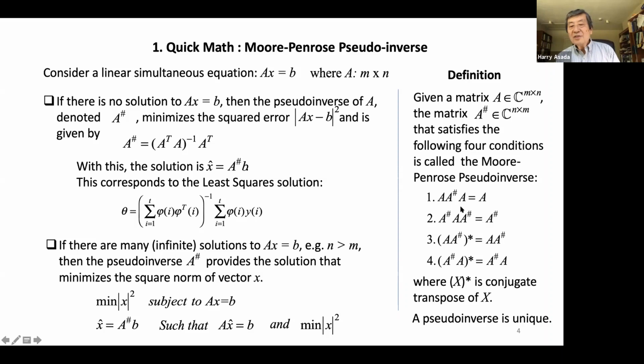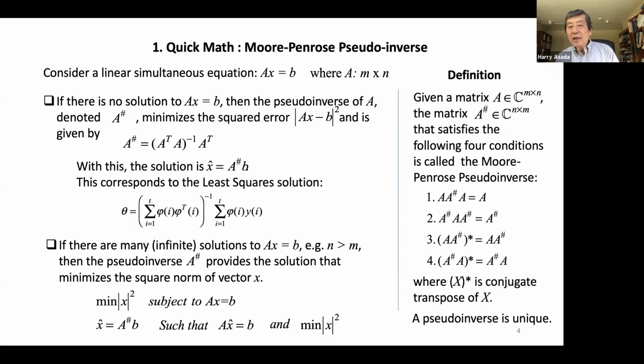A sharp is A inverse if matrix A is a square matrix and non-singular; these four conditions are obvious, right? A times A inverse times A equals A, A inverse times A times A inverse equals A inverse, right? But if you deal with the situation where A is not a square matrix, that's not a trivial job, okay? And that's given by the pseudo inverse.